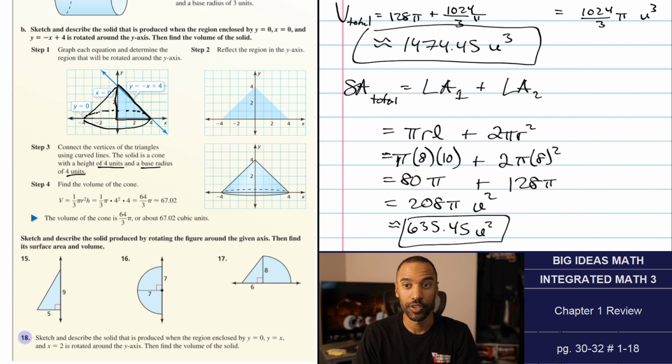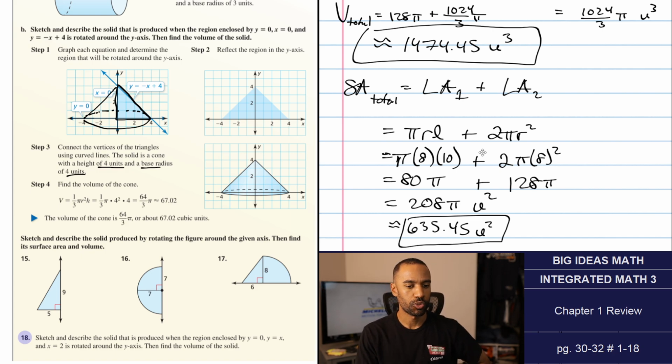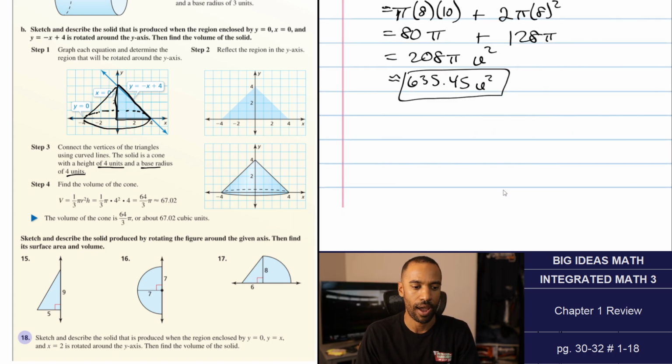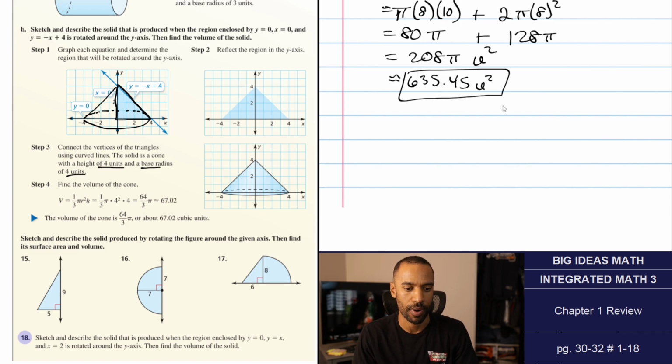Okay, last question of the review, number 18. Sketch and describe the solid that is produced when the region enclosed by y equals 0, y equals x, and x equals 2 is rotated around the y-axis.